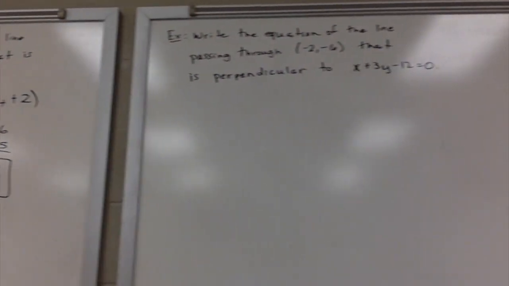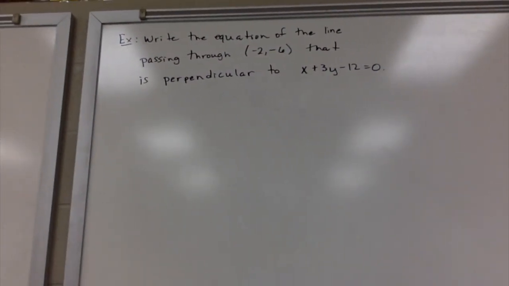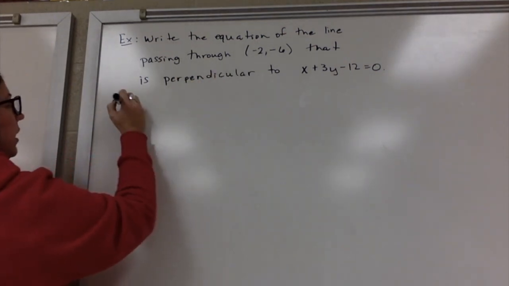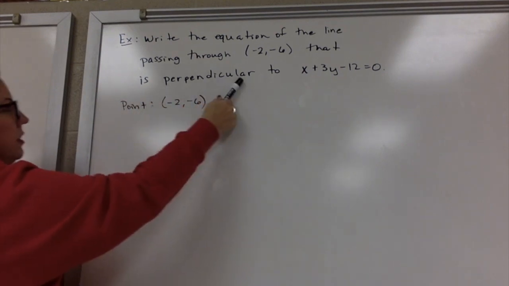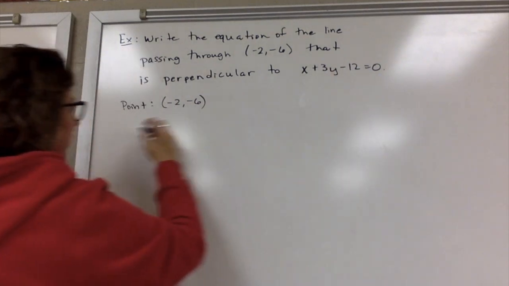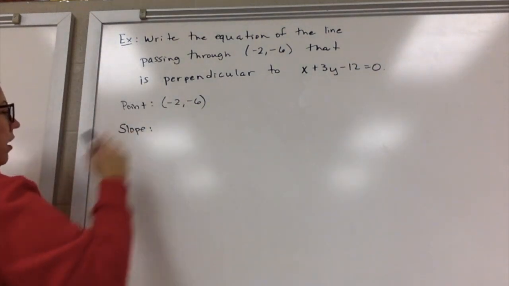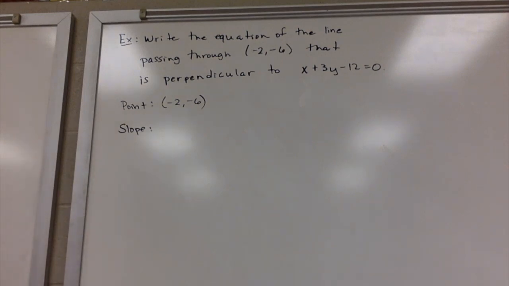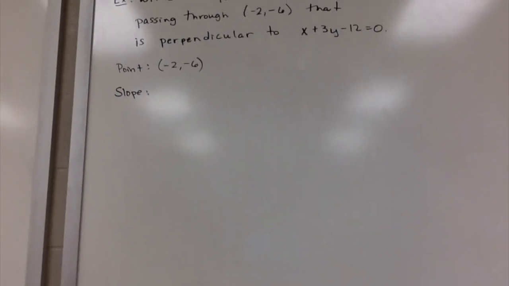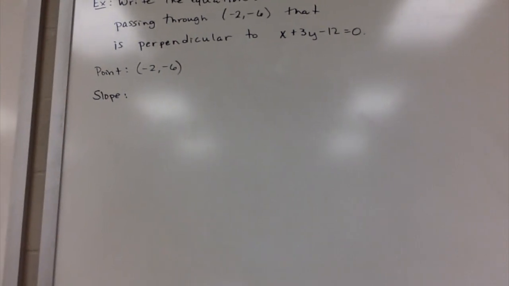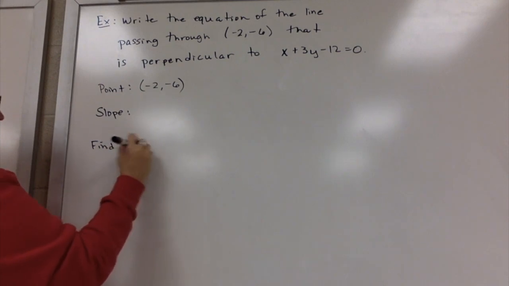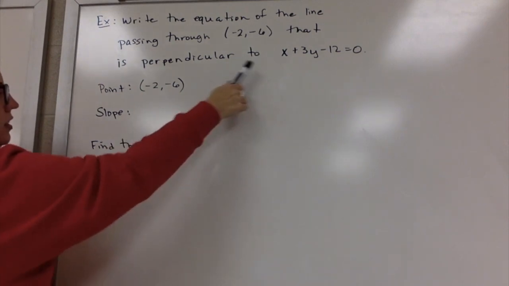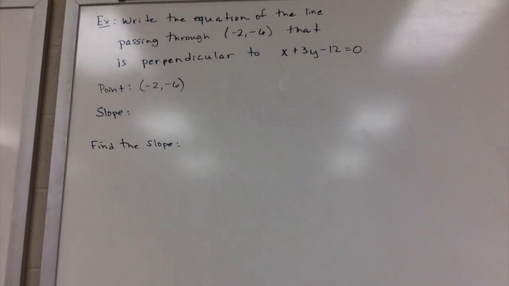Next we have this one. Write the equation of the line passing through the point -2, -6 that is perpendicular to this line. Well, again, we don't have the slope, which is what I would need to be able to write the equation of this line, but I have information about the slope, okay? But we need to find the slope. I don't know it yet because this is not in slope-intercept form. This is in general form.